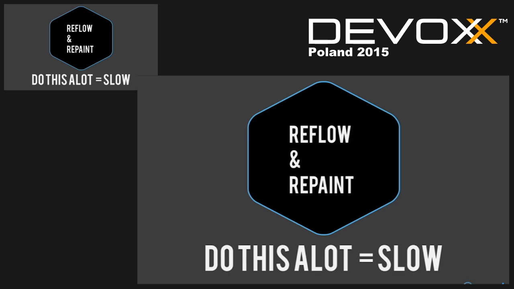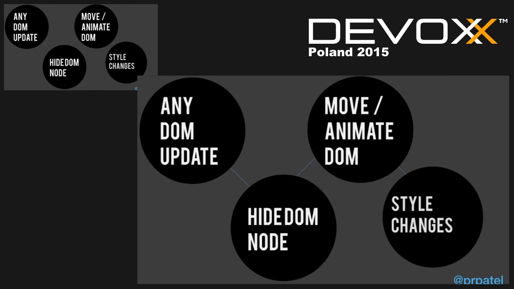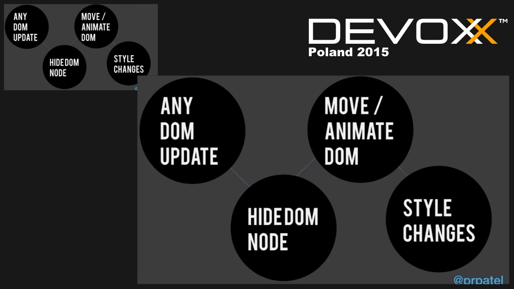Right? So what are some typical things that will trigger a reflow and repaint in a web browser? Four major things. There can be others, but there are four major ones. Anytime you do a DOM update, obviously there's going to be a reflow and a repaint. If you hide a DOM node, reflow and repaint. You move or animate a DOM node, reflow and repaint. And just making a CSS change, doing a style change, will also trigger a reflow and repaint. So these are the four major things that you want to try to minimize. You can't avoid doing them, but you want to minimize them as much as possible.